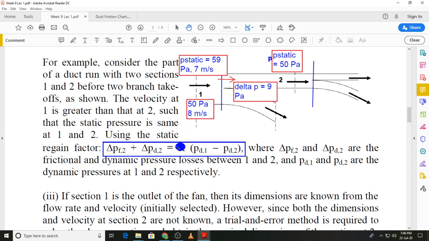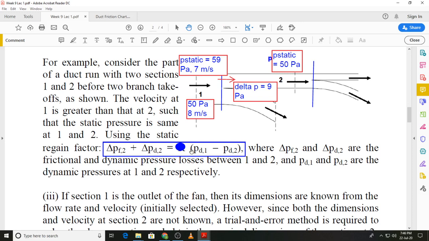And what we said is that that increase in the static pressure should be equal to the pressure drop in the duct run that we are working with. So that is shown on the left hand side. Delta Pf2 and delta Pd2 are the frictional and dynamic pressure losses.